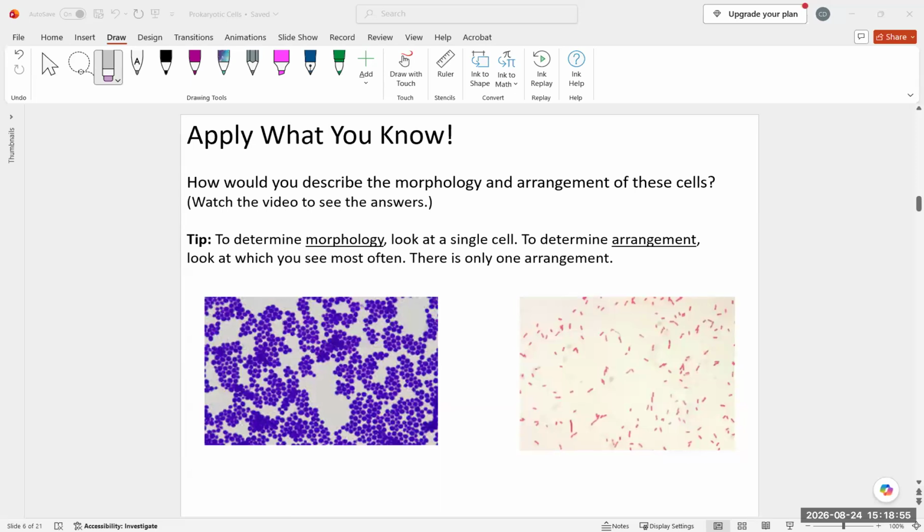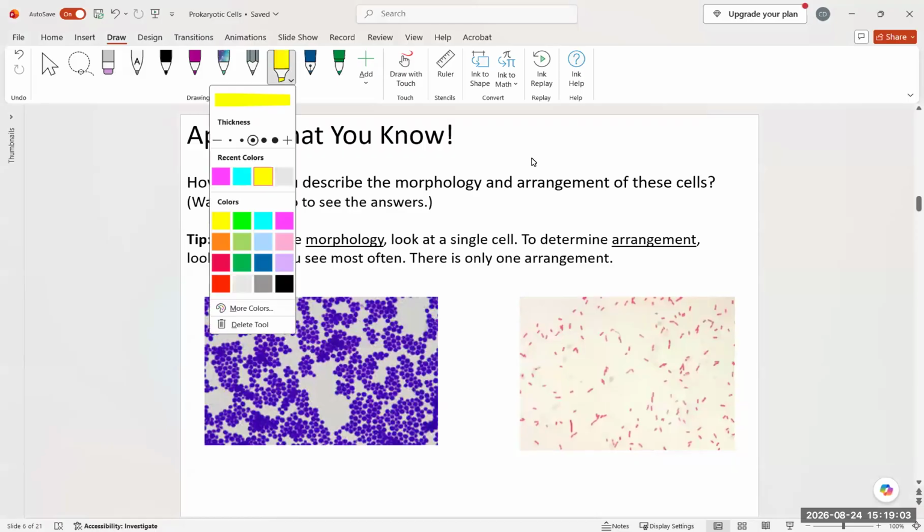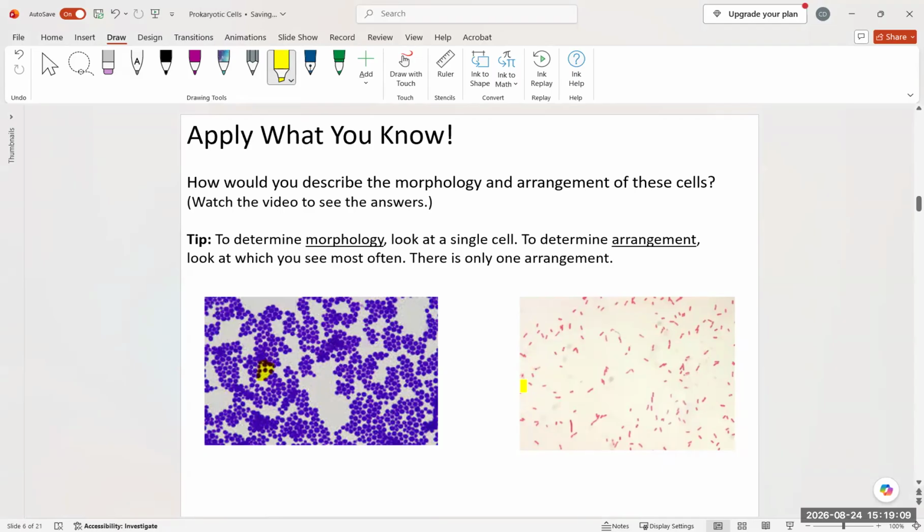So for morphology, you're always going to want to try to find a single cell to look at to really get its shape. And so sometimes that can be kind of hard. So I'm going to look right over there. And that cell is pretty circular, right? And so what is the micro term for a round or circular cell? Coccus.